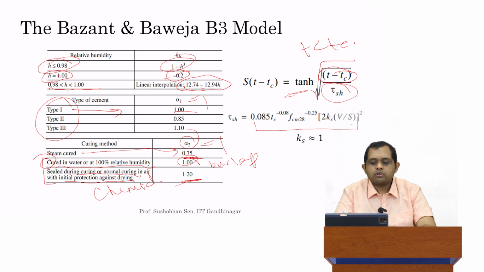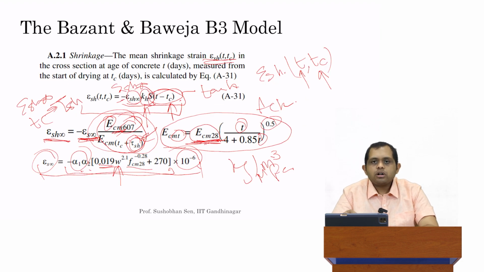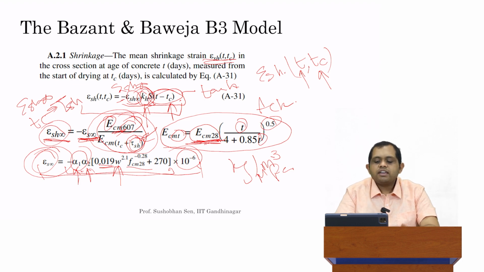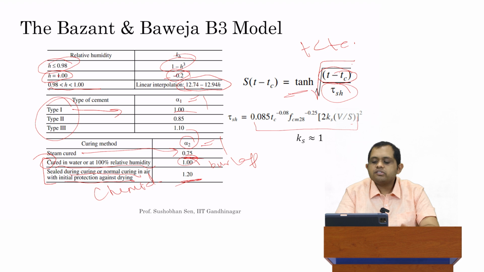to take the ambient humidity into account. So to summarize, the Baweja model, as we see, basically says shrinkage depends on the ambient conditions, the type of concrete or cement that we have, and the curing that we apply. The curing that we applied and the type of cement are taken care of in this alpha 1, alpha 2, and generally in this epsilon Sh infinity term. The ambient conditions are taken into account through this Kh factor, and the rate at which it's changing, or the actual functional form, is this S of T minus Tc, which is this hyperbolic tangent form.